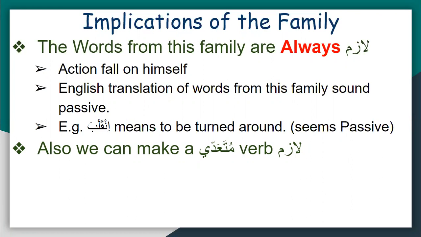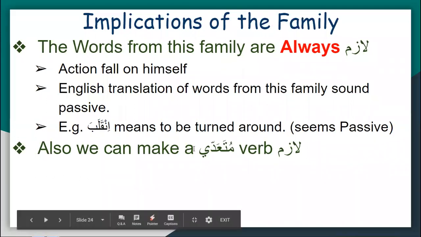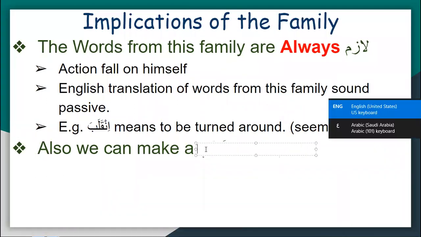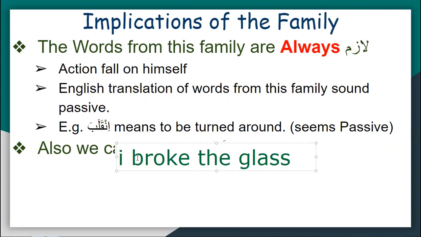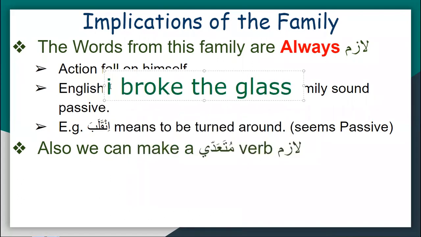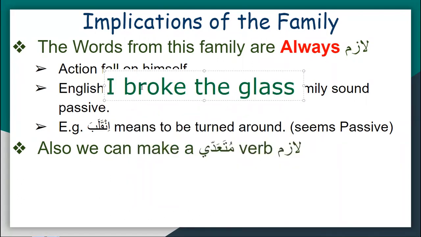Okay. And this family has a particular job it does. It takes a mutaaddi word and makes the mutaaddi word a lazim word. Let me give you an example, then you will understand. If I say in English, I broke the glass. Okay, I broke the glass. Here I broke the glass.